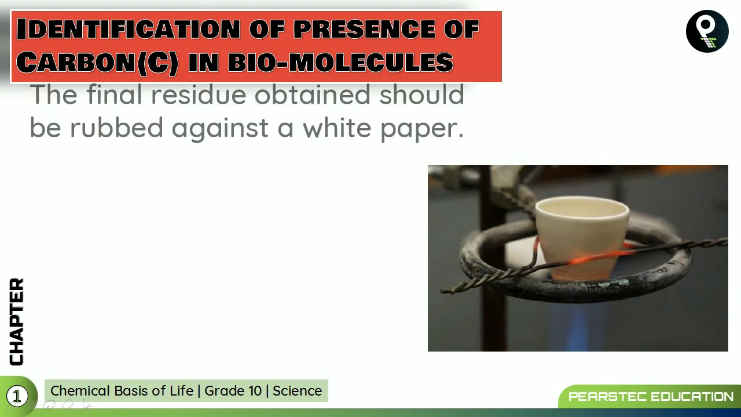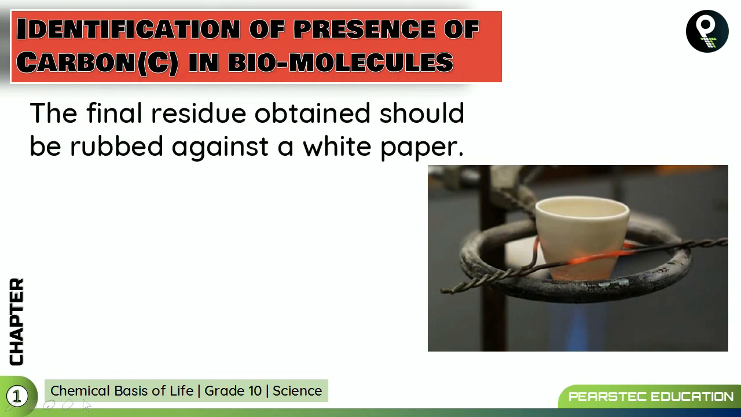Here also we are going to do another kind of experiment. This time we are not going to take the glass. This time we are going to take something else, that is a piece of paper. The final residue obtained should be rubbed. Now this much of a small portion is available. We are taking that and rubbing like this on the sheet of paper.